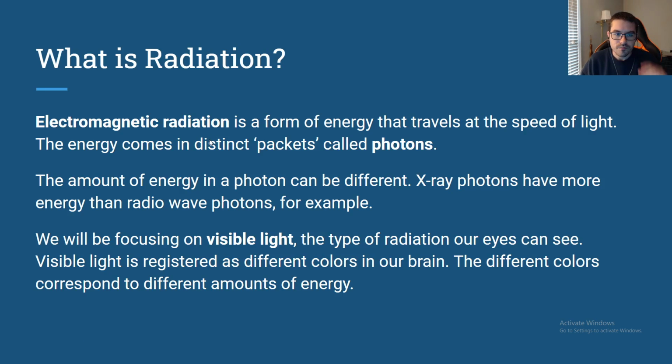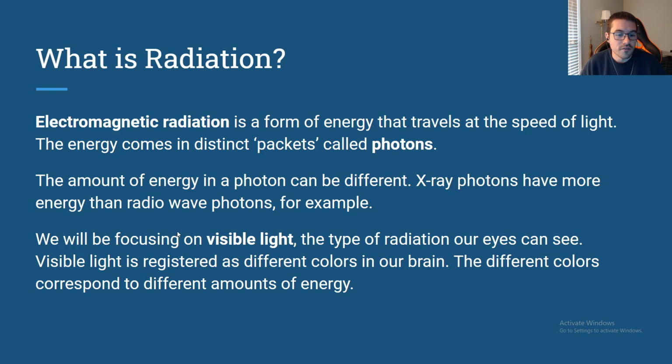example. Okay, so what exactly is radiation? So electromagnetic radiation is just a form of energy that travels at the speed of light, and it comes in distinct little packets called photons. Okay, so a photon is a piece of radiation that travels at the speed of light. The amount of energy in a photon can be different. Okay, for example, X-ray photons have more energy than radio wave photons.